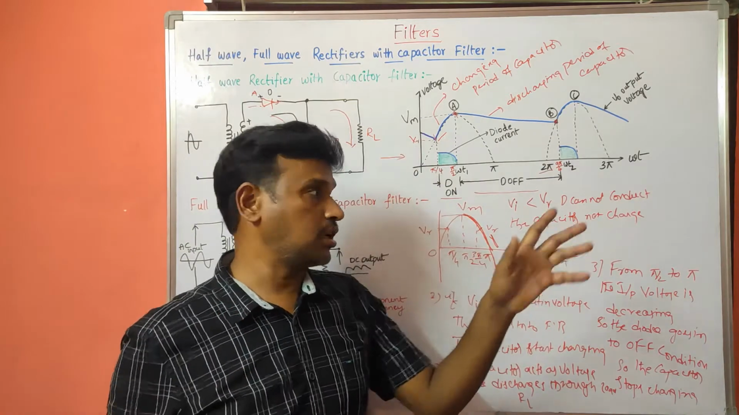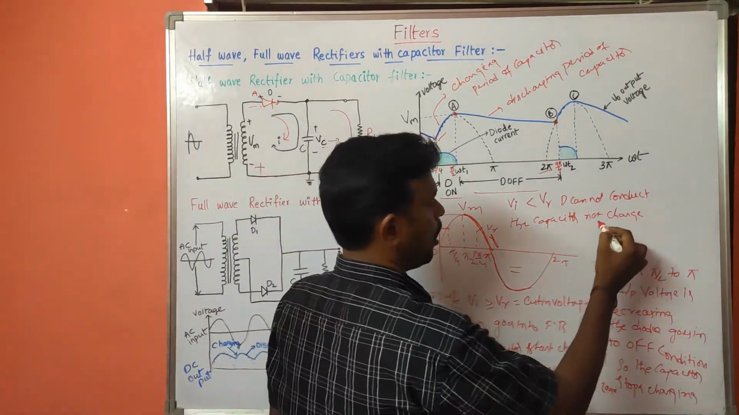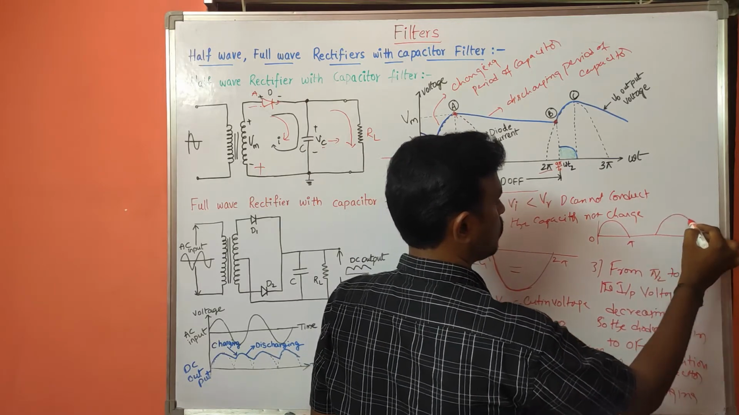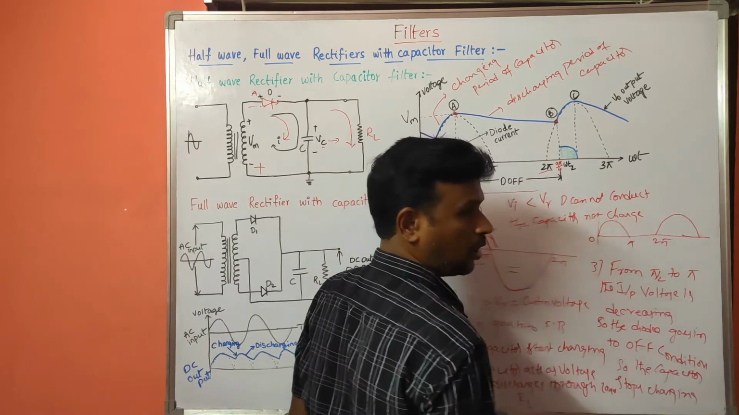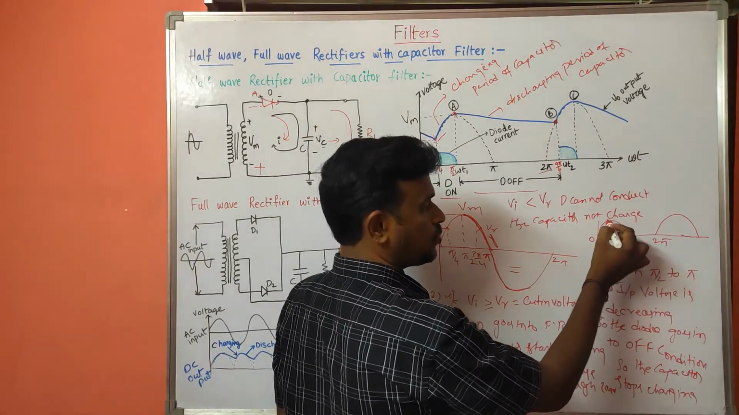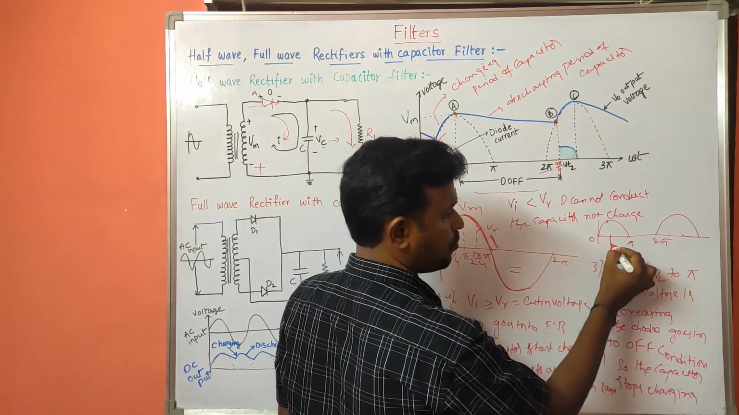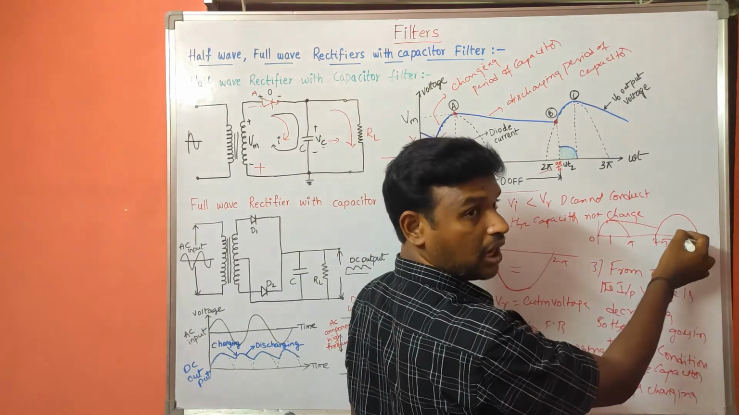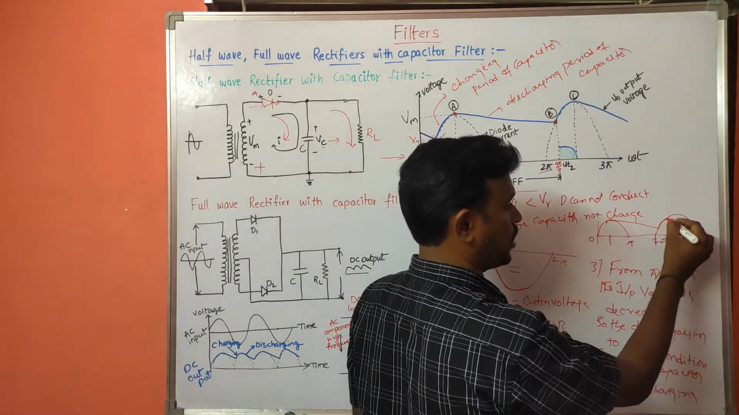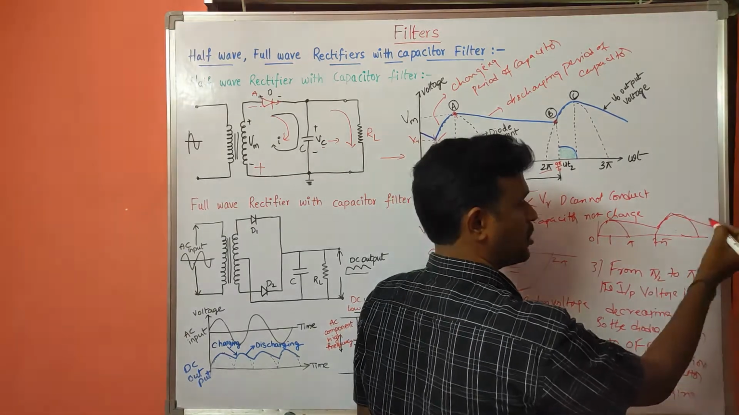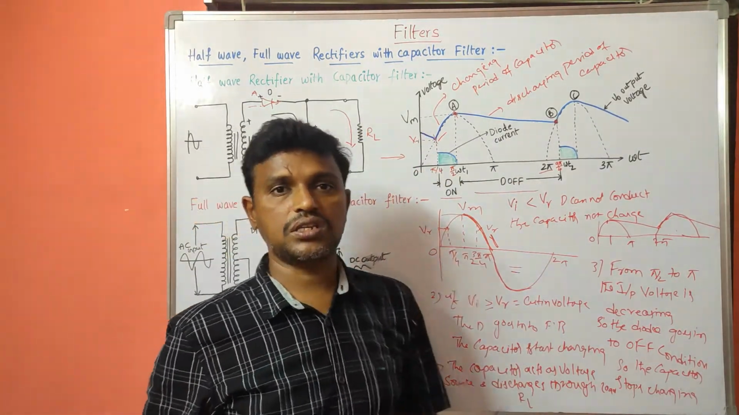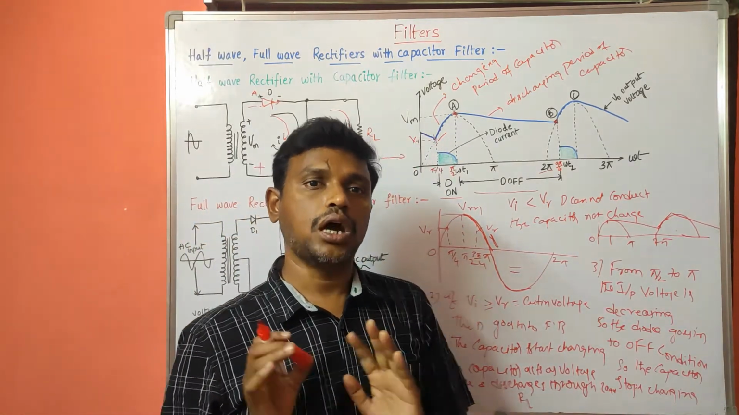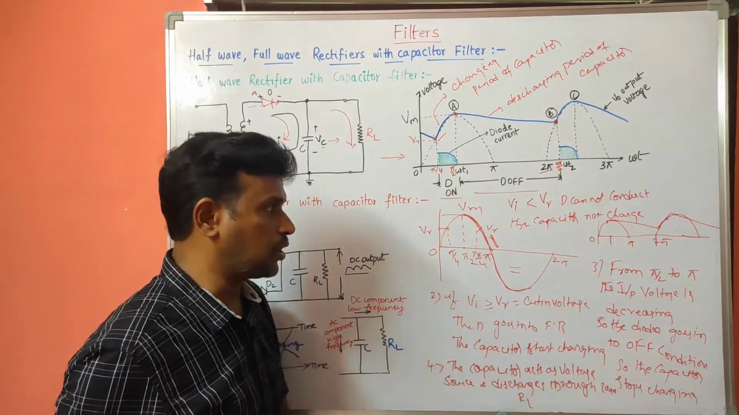So this process will be continuous because the output of the half-wave rectifier consists of 0 to pi, and then pi to 2 pi. Okay, so up to this point the capacitor charges, and from this point to this point the capacitor goes on discharging. Again here the wave is started, so the output waveform consists of some voltage, so the capacitor starts charging and discharging. Like that, the capacitor charging and discharging will take place depending on the diode on condition and off condition.